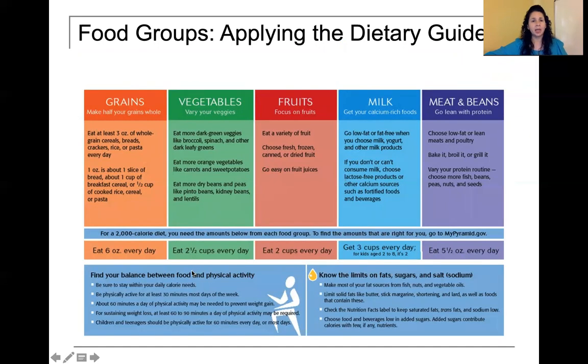Here we see a slide of kind of some ideas of what we should be eating. This is where we kind of fail. A lot of us fail here. So when we talk about our grains, we see that we should be eating at least 3 ounces of whole grains, right? We tend to not do that. When we have our mashed potatoes or French fries, or we have our sourdough bread, all of those things, none of them are whole grain, right?